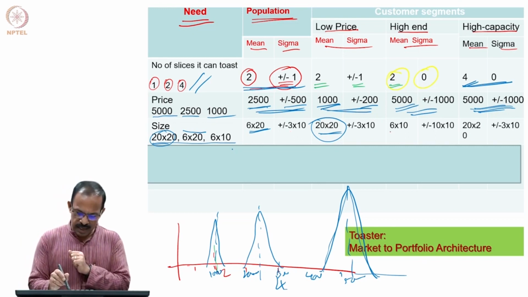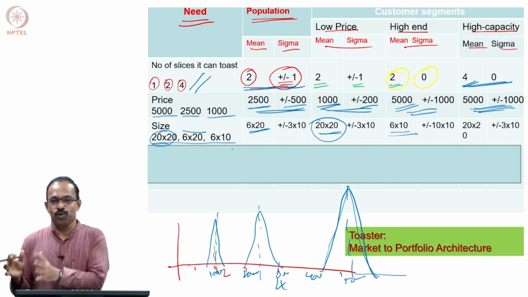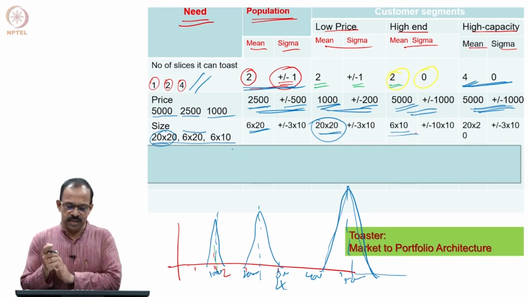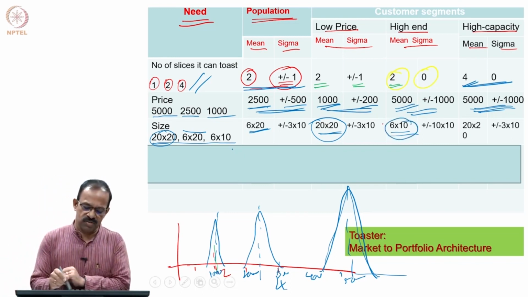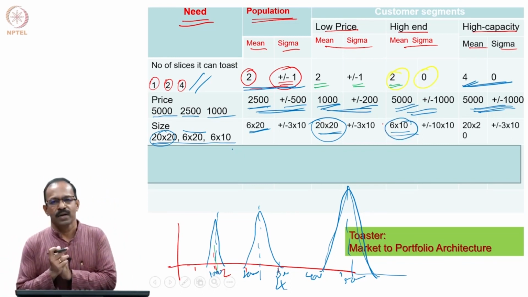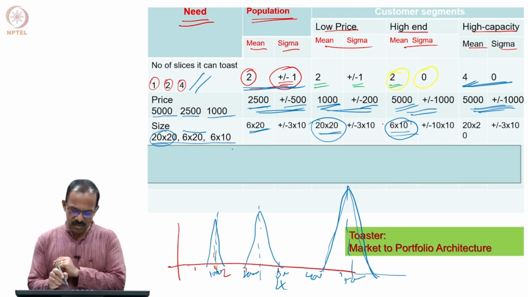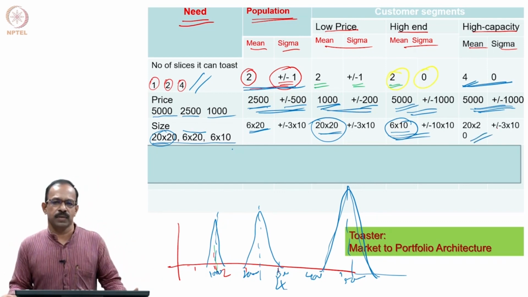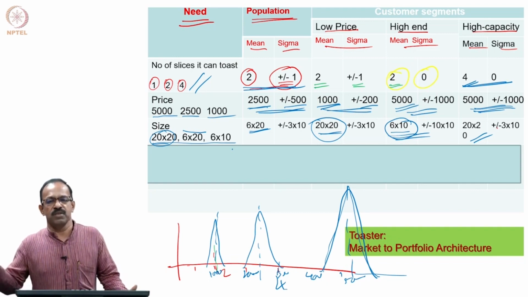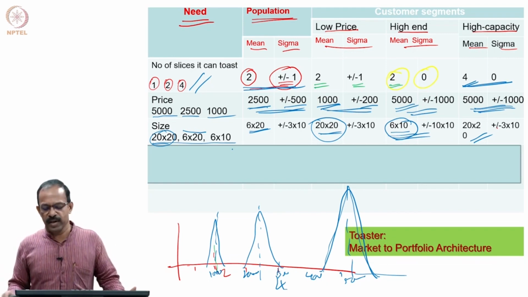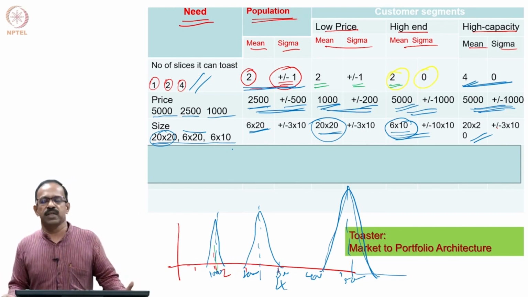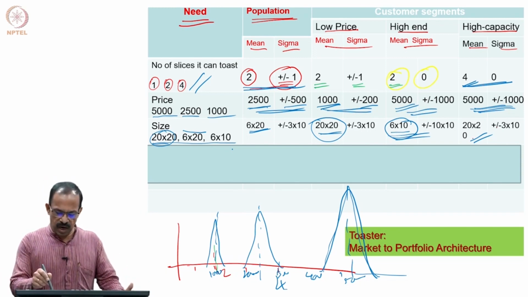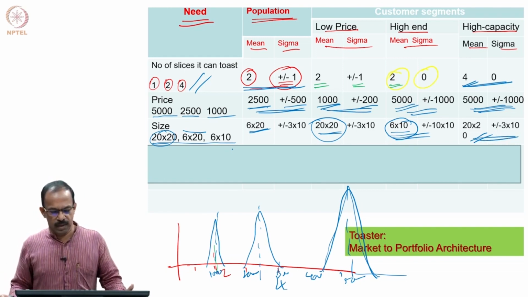But the high end segment is very clear, they do not want to spend too much space in the kitchen for this, they want a very compact product, 6 by 10, in the kitchen. Now, for high capacity, they do not mind going for a big size one, because capacity is more important for them. So, they would like to have a high capacity one, even if the size is big, they do not really care.